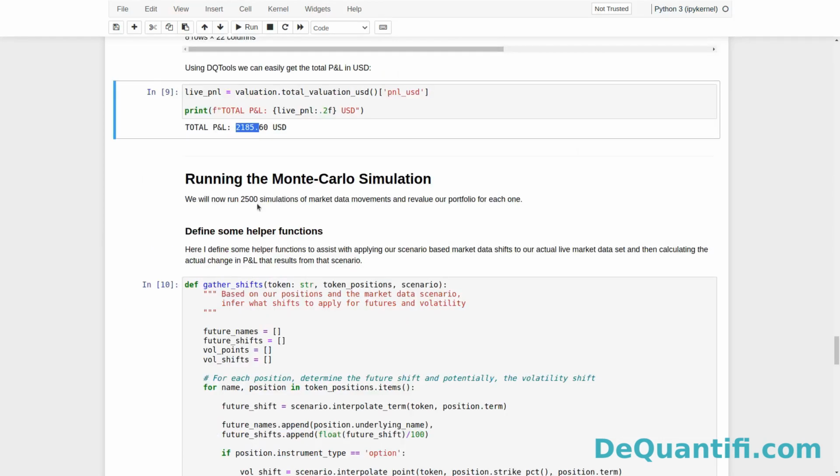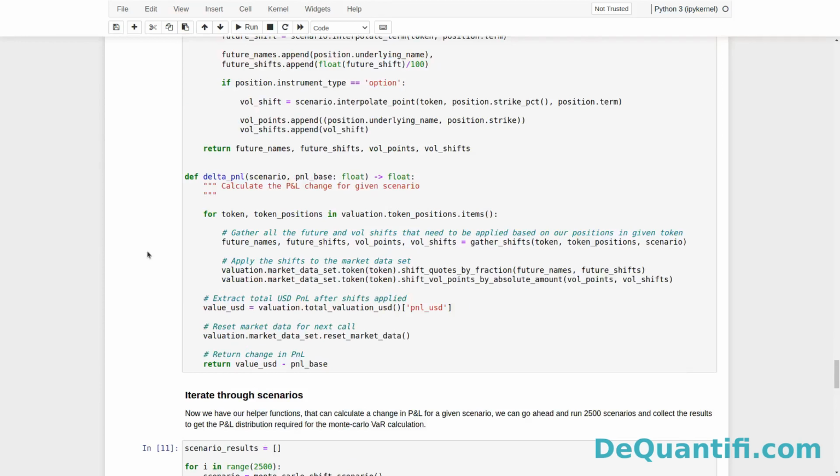In order to run the Monte Carlo simulations, I need to define a couple of helper functions first. What these will do is calculate the P&L change for any given scenario. So we take in the scenario and we take in our current live P&L, and then we work out what the shifts are required for the market data set. We apply those shifts and then we revalue the portfolio to get the change in P&L.